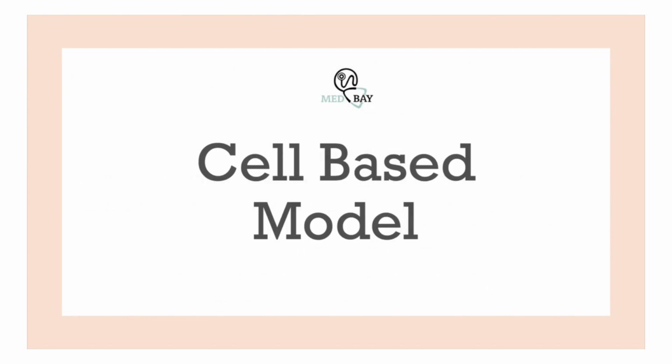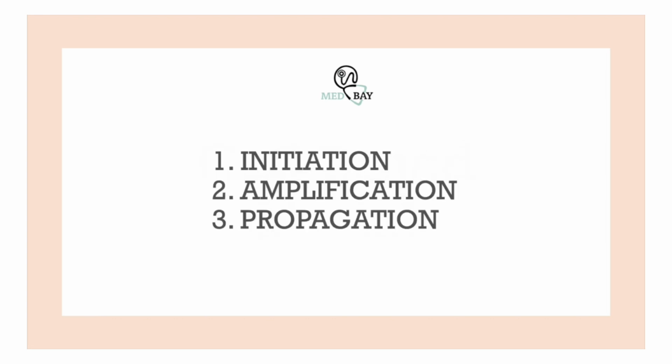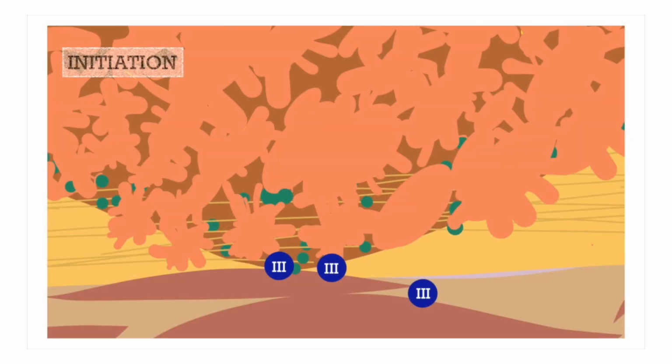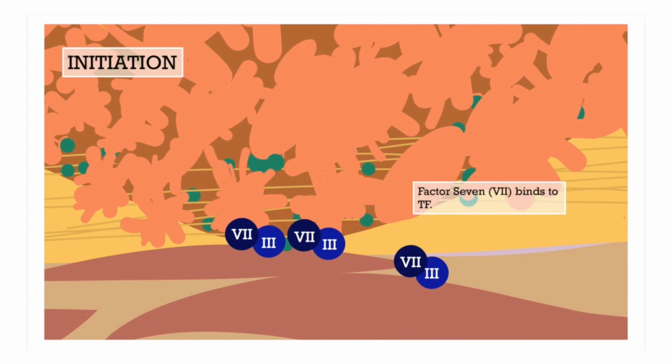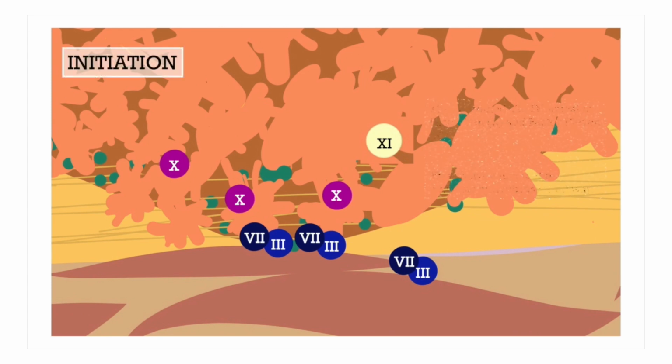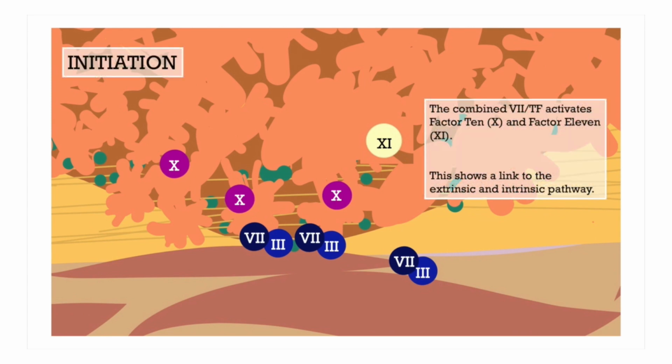Now onto the cell-based model. Cell-based model discusses coagulation in 3 phases: initiation, amplification, and propagation. In initiation, cells outside the endothelium, like the smooth muscle cells, express tissue factor when there is an injury. The tissue factor then goes on to bind to factor 7. As I mentioned previously, the complex of tissue factor and factor 7 is a tenase, but it's a weak tenase, so it activates some factor 10, but also goes on to activate factor 11.